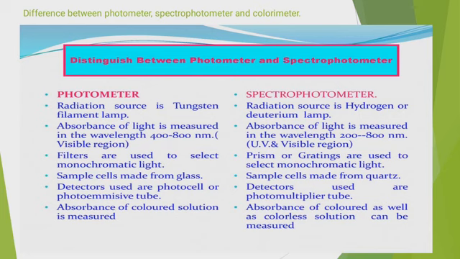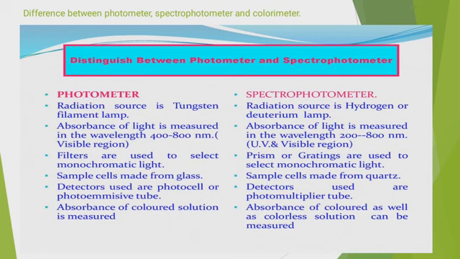Then the sample cells. In photometers, the sample cells are made from glass, but in the case of the spectrophotometer, sample cells are made from quartz, because UV radiation can be absorbed by the glass material. So we use the quartz.